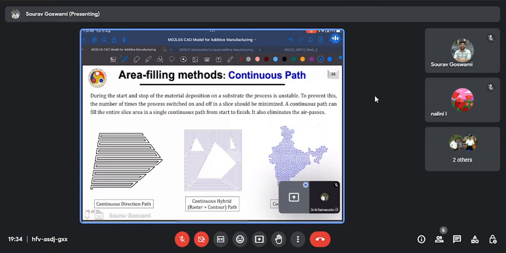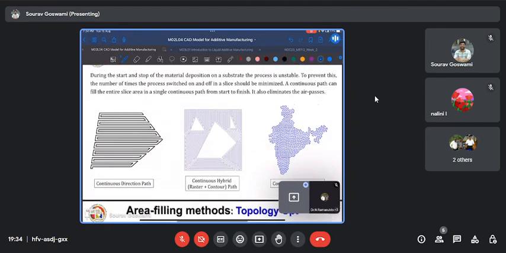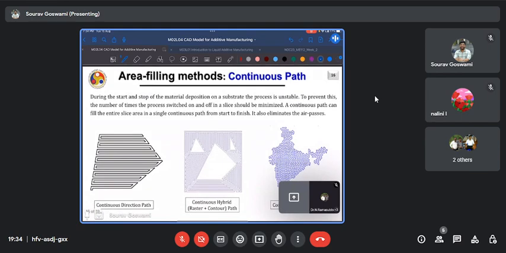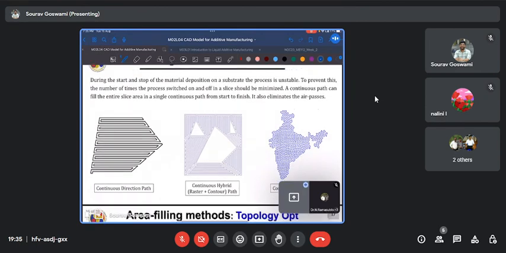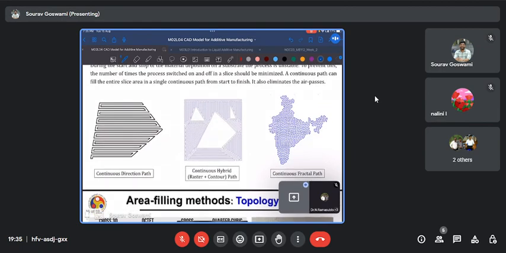Also, there are certain upcoming methods such as a continuous path, where we plan our toolpath in such a way that there's only one very complex path, which fills the entire domain without any single lift off. So here, in the example to the right, assume that this is the start point and this is the end.